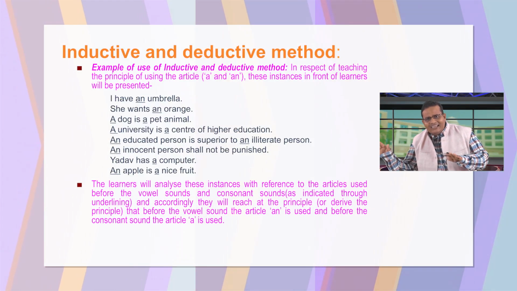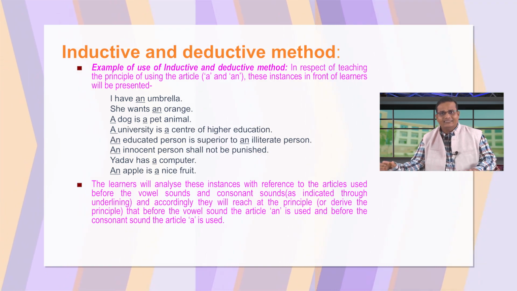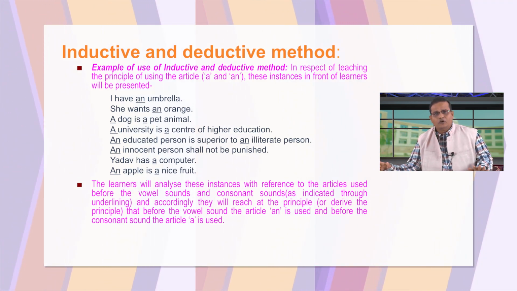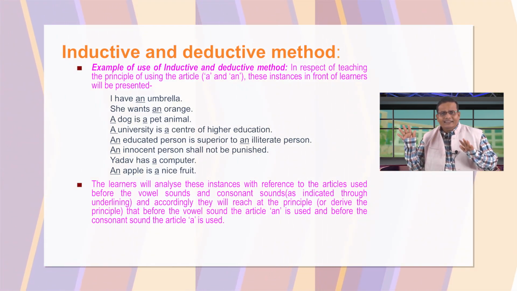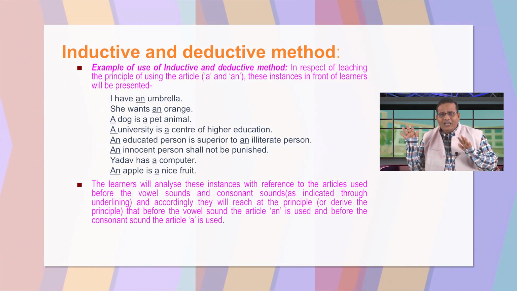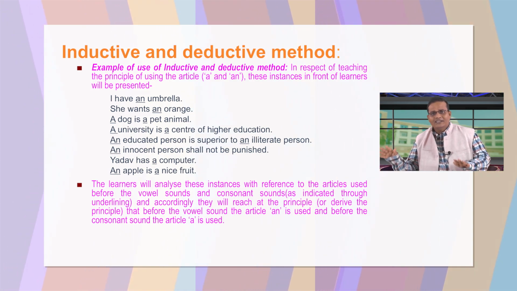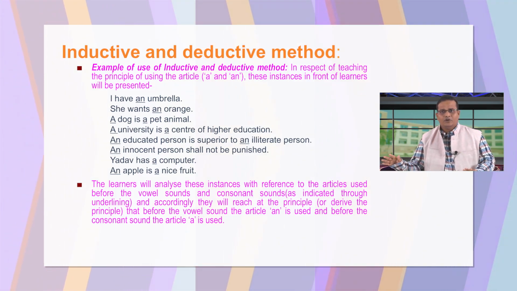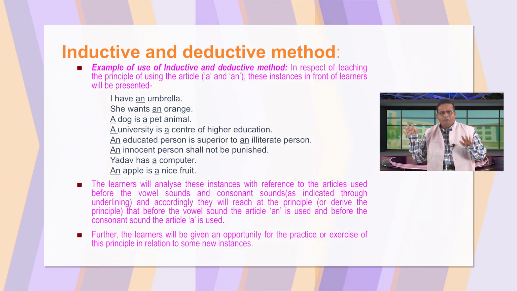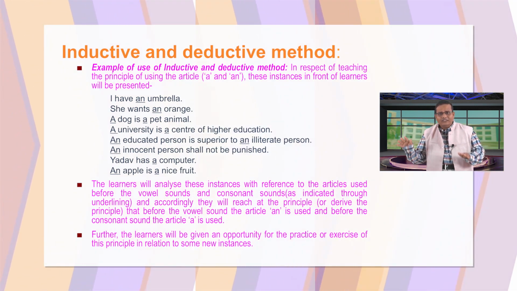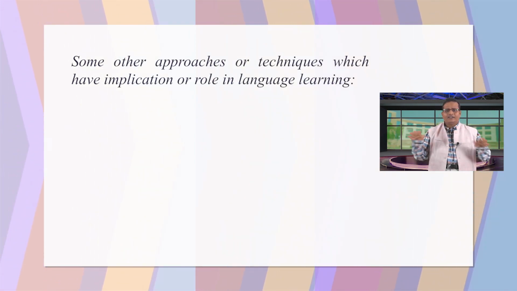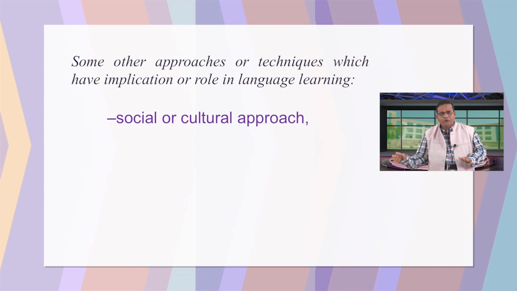The learners will analyze these instances with reference to the articles used before the vowel sounds and consonant sounds as indicated through underlining, and accordingly they will reach at the principle or derive the principle that before the vowel sound the article an is used and before the consonant sound the article a is used. Further, the learners will be given an opportunity for the practice or exercise of this principle in relation to some new instances.